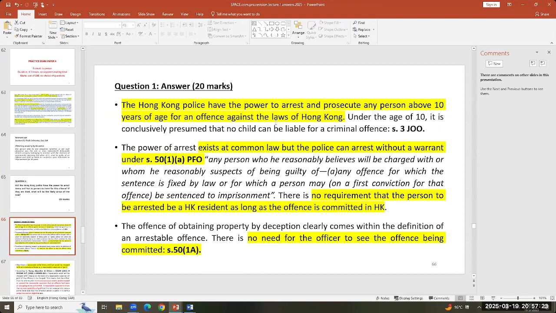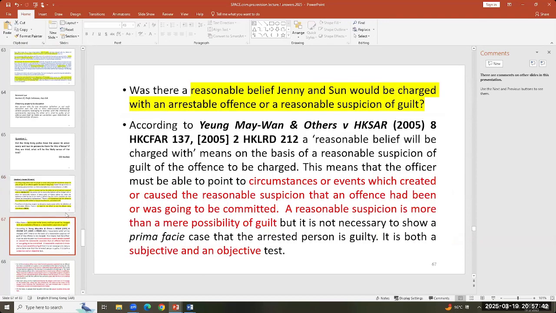Section 3. Power of arrest at common law without a warrant under Section 50, subsection 1A. No requirement for them to be a Hong Kong resident. No requirement for the officer to see the offense being committed. Was there a reasonable belief that Jenny and Sun would be charged with an arrestable offense, or is there a reasonable suspicion of guilt?